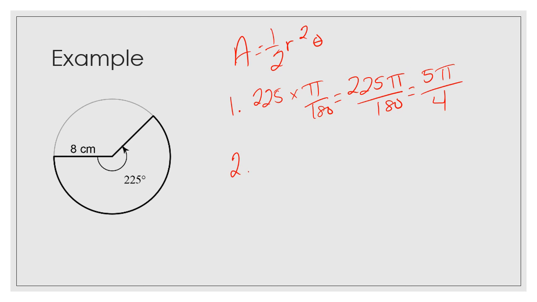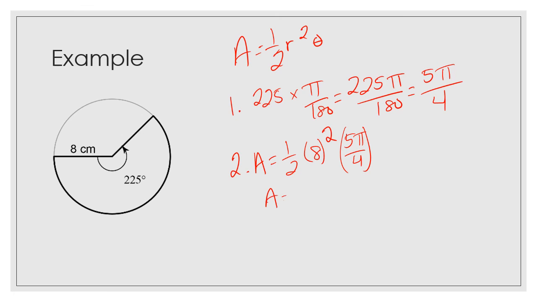Next step is to plug it into the formula. So I'm solving for this area. A equals 1/2 times my radius. My radius is 8 centimeters, so 8 squared, and then times theta, which we just found in radians is 5 pi over 4. Now I just need to do all the math.